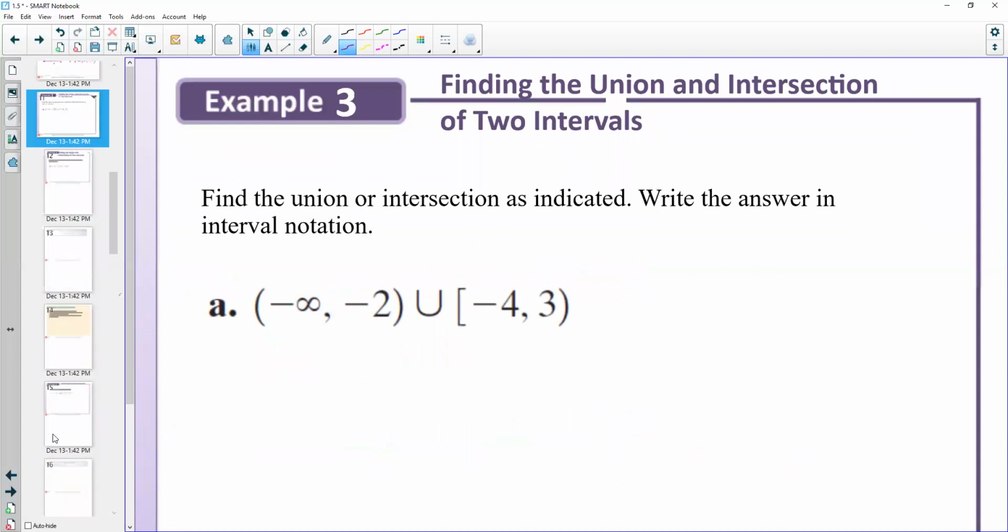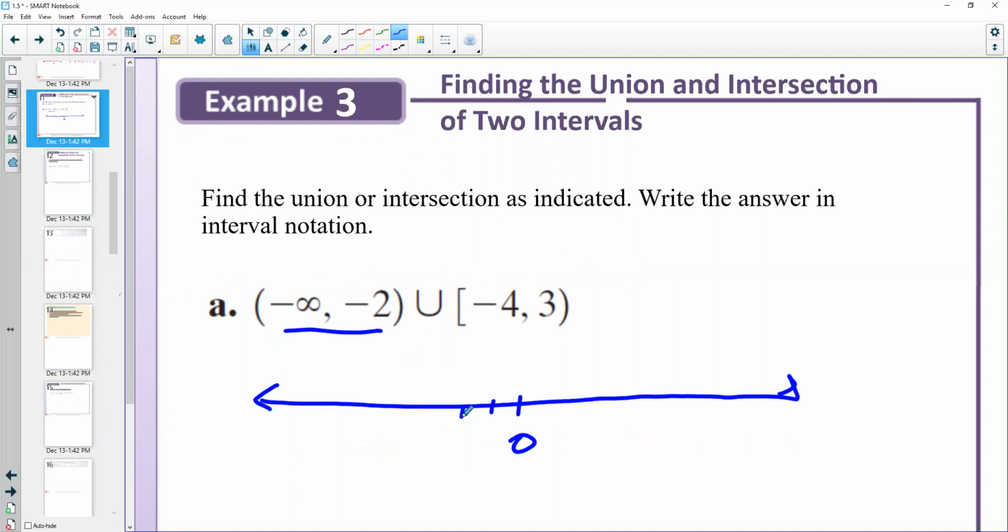Okay, let's try something else. I want to find the union or intersection as indicated. So what I'm going to do is I'm going to draw both, and then I'm going to see what's asked for. So this is from negative infinity to 2. Start with the number line, negative 2. So from negative 2 to negative infinity. Soft bracket means it's not included. That's what that looks like. This guy goes from negative 4. Hard bracket means he's included, all the way up to 1, 2, 3.